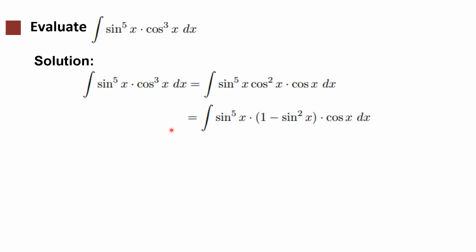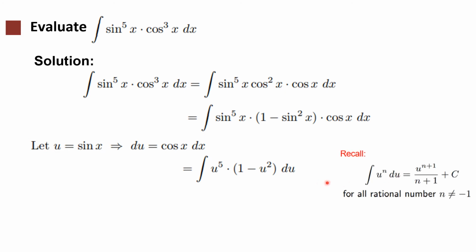And if we let u be equal to sine x, then we can compute du, which is cosine of x dx. So this becomes u to the fifth times 1 minus u squared times our cosine of x dx, which is our du. So we have the following, that is the integral of u to the fifth times 1 minus u squared du.